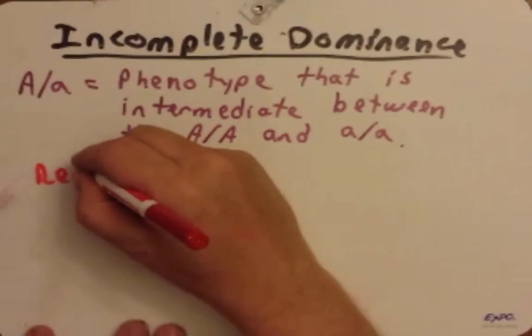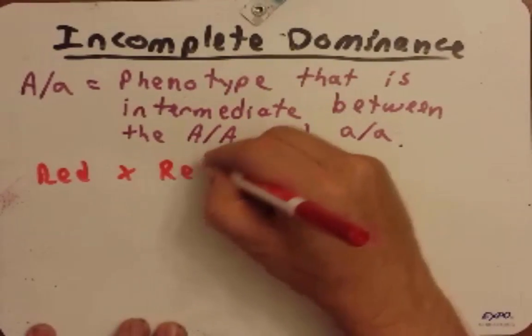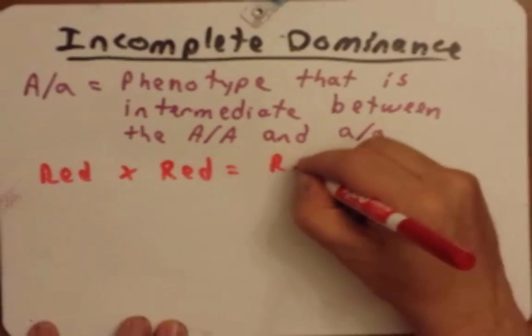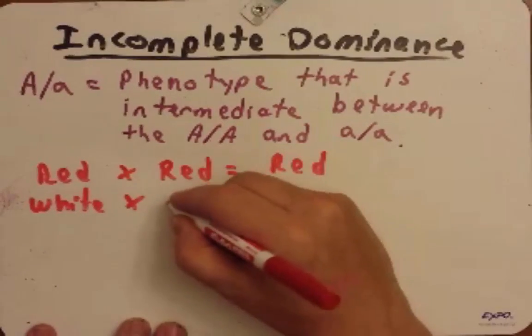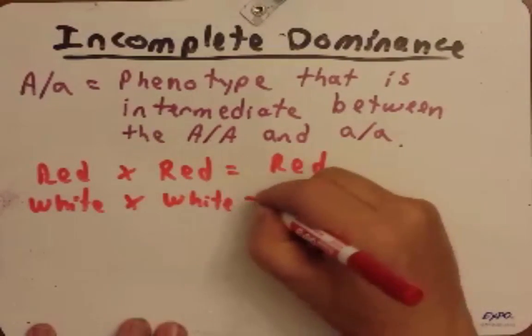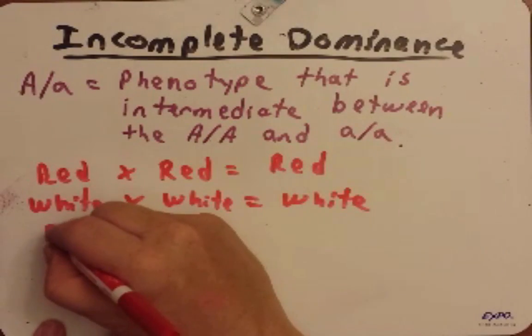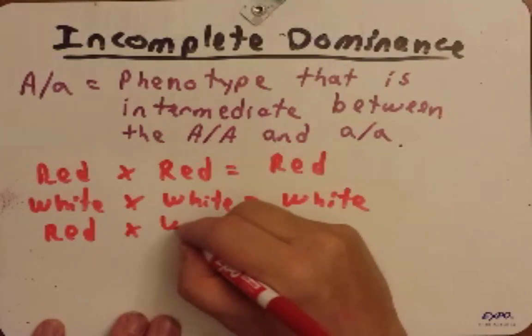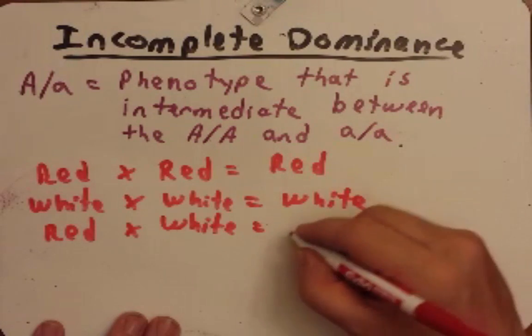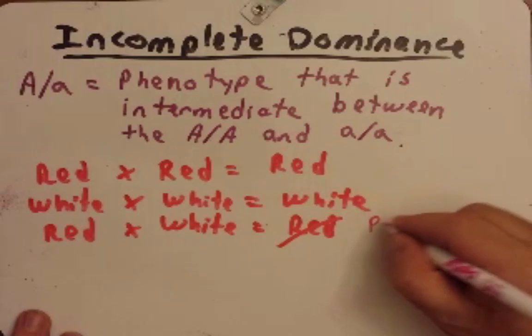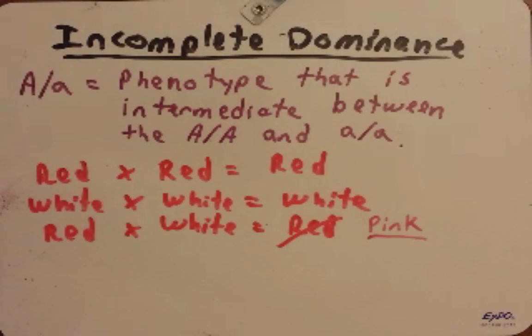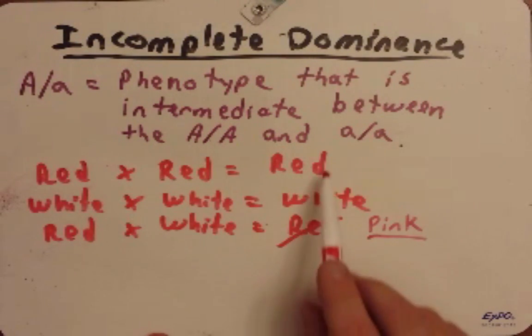So you take a red flower and you cross it with a red flower, you get red flowers. If you take white flowers and you cross it with a plant with also white flowers, you get white flowers. When you take a red flower and you cross it with a white flower, they would have predicted originally that you got red flowers. But when they did this cross, that's not what they got. They got pink flowers. And this is the example. This intermediate, this heterozygote, is somewhere in between. Its phenotype is between red and white.